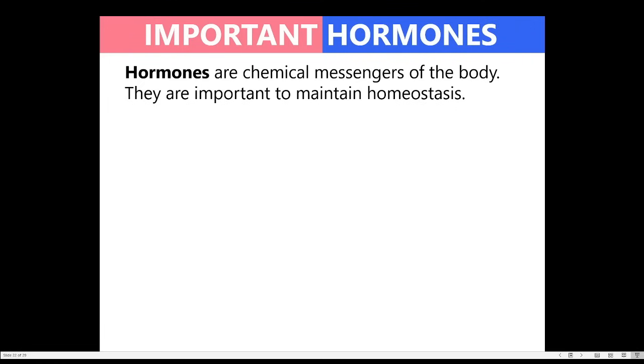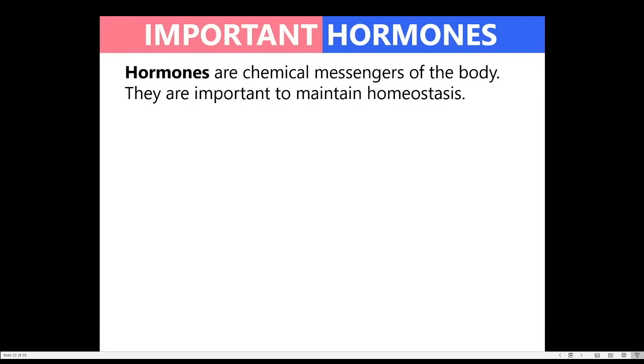Hormones are chemical messengers of the body. They are important to maintain homeostasis. So, ano ba yung sinasabi natin na homeostasis? When we say homeostasis, we mean balance. Halimbawa, there is something in our body that goes up, kailangan mapababa siya. Pag siya naman ay sobrang baba, kailangan tumaas siya ng onti. So, these hormones act as chemical messengers for our body to have this balance or equilibrium.